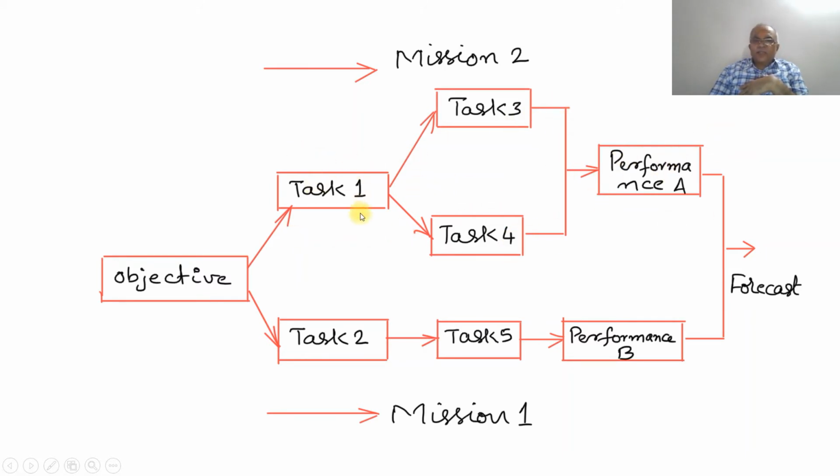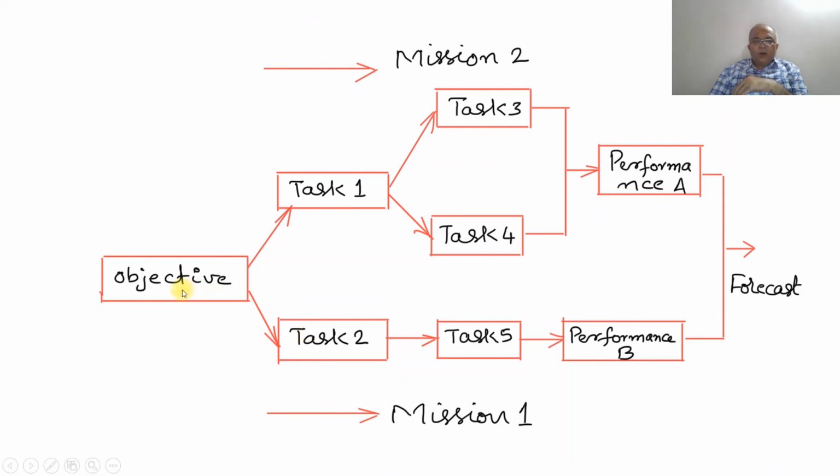Then the forecaster has to identify these different classifications, or how each task has been characterized. Then we need to analyze the costs involved to perform performance A. Then in task 2, we have task 5 and performance B, and then both are compared, and this is going to be the forecast. So this is mission 1 and mission 2.